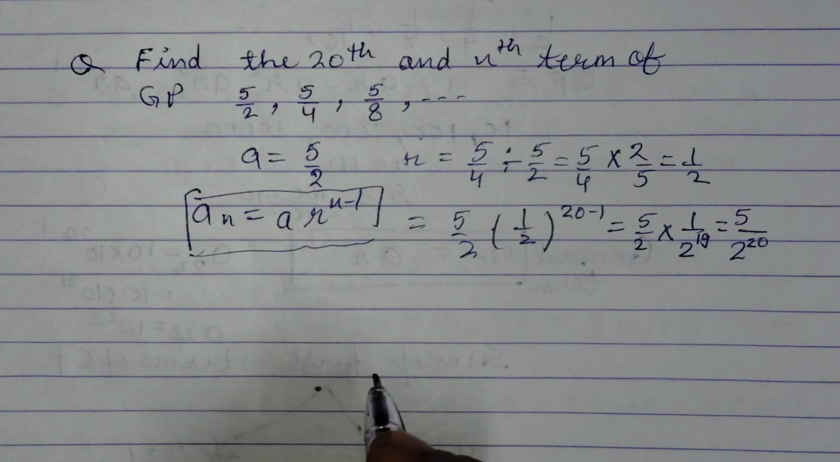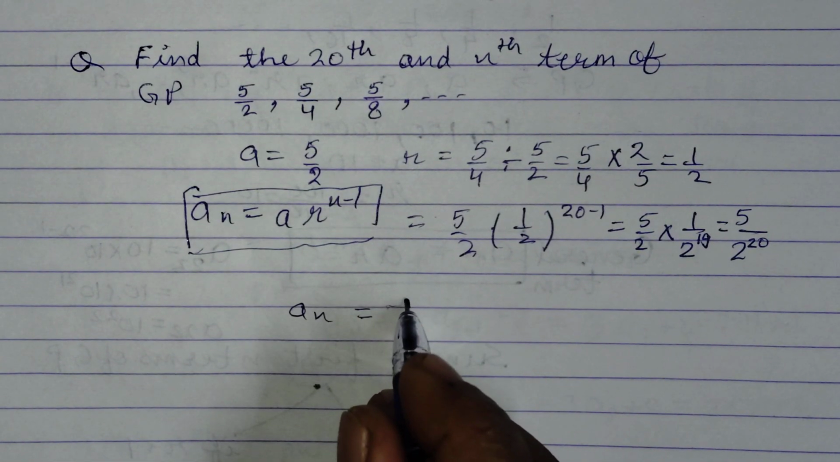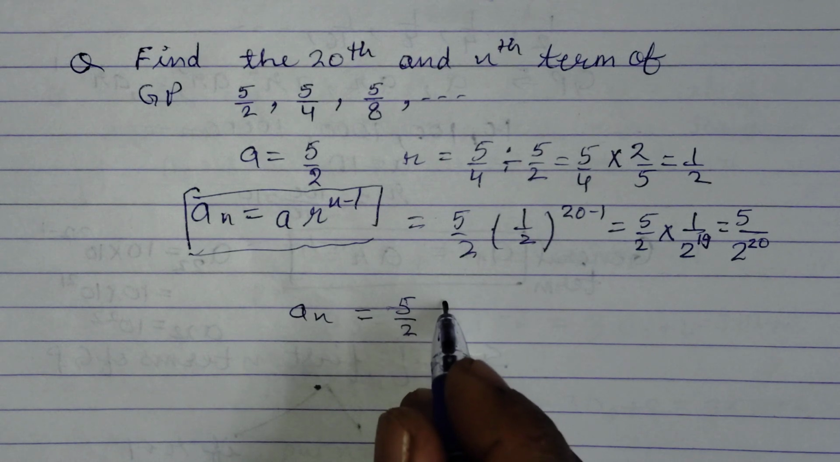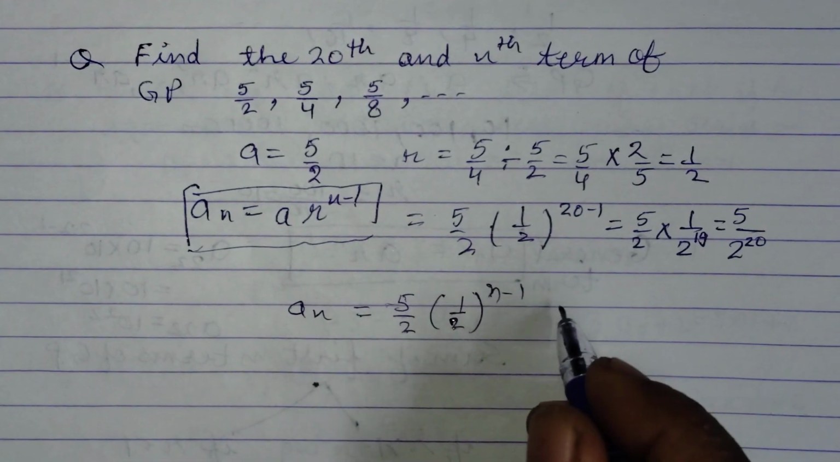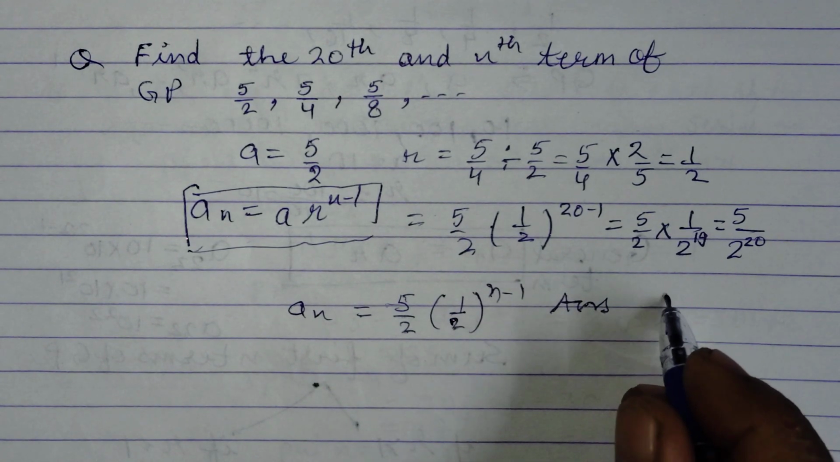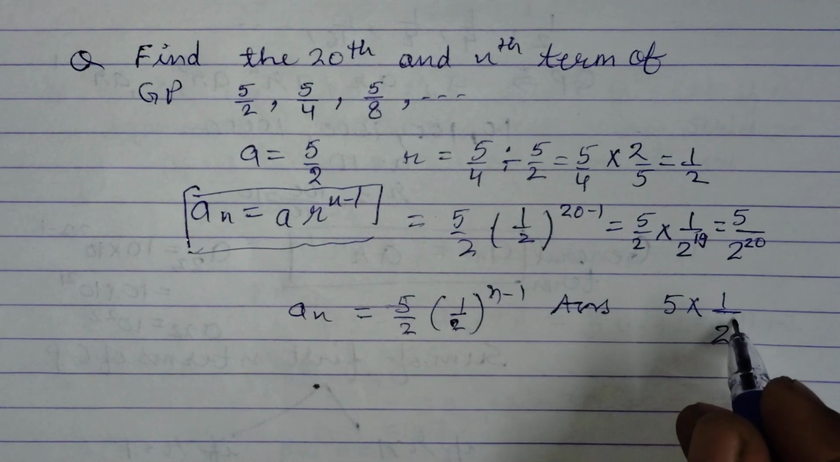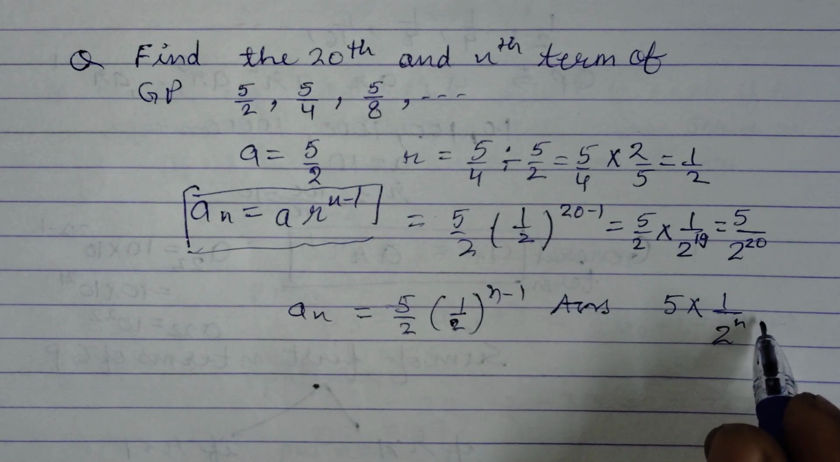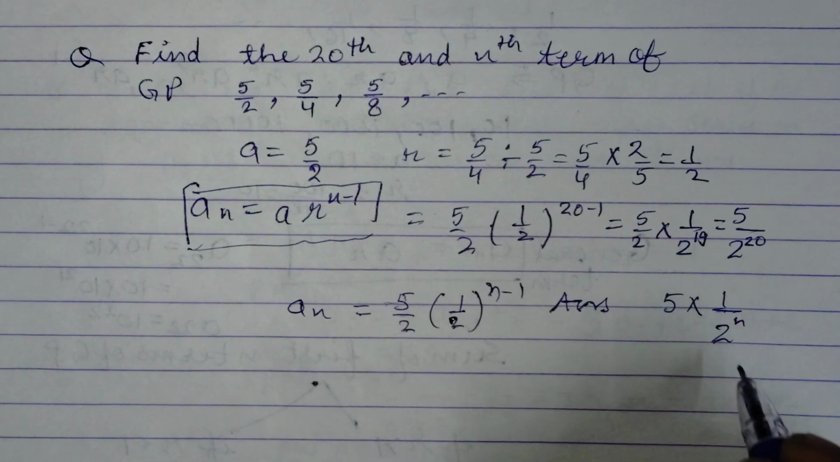And the nth term we obtain by plugging in the values A equal to 5 by 2, R equal to 1 by 2 and power n minus 1. This is the answer for the nth term. Or further we can say 5 into 1 by 2 power n, because n minus 1 plus 1 gives 2 power n. So 5 upon 2 power n is the answer.